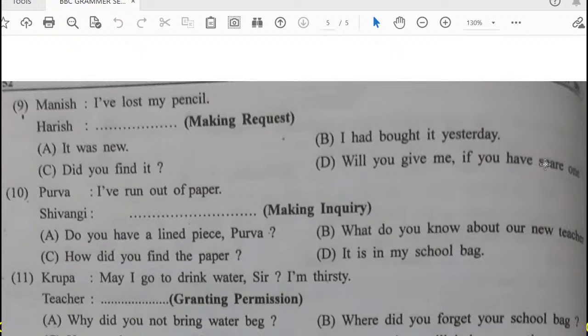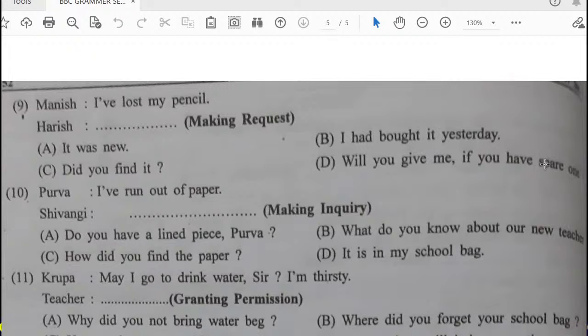B, what do you know about your new teacher? And C, how did you find the paper? Right? So, we have no B. Only we have to focus now on A and C. See again, I have run out of paper.